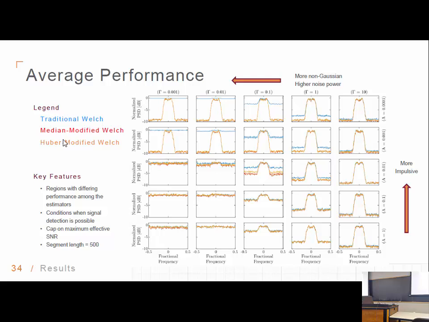Same story with the second row. Mostly same story with the third row. By the time you get to the fourth and fifth row, the same story happens with the blue one. As we increase our total power, we eventually can't see our signal at all. But the robust estimators can still perfectly see it, very easily, even across here.